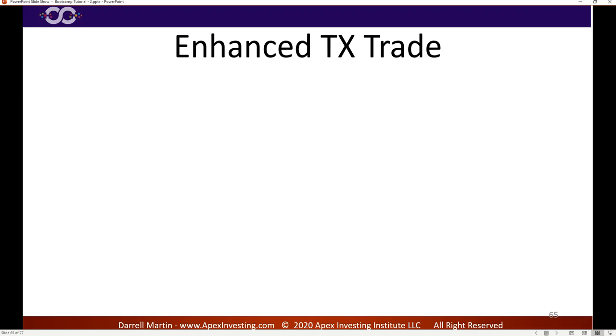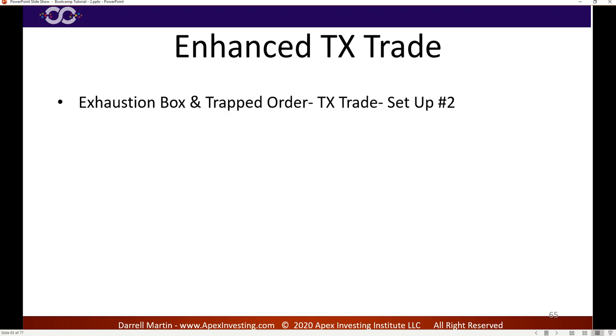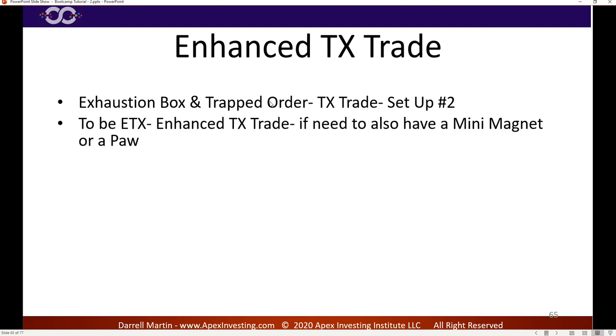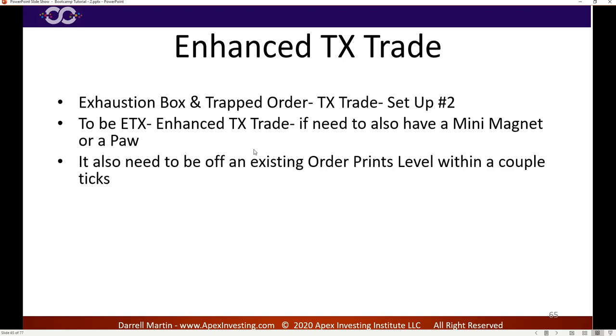So I know we were supposed to go over the enhanced TX trade today, but do we even need to? I mean, let's look at two of them real quick. It's an exhaustion box and a trapped order. Okay, but it also needs to have a mini magnet or a paw, and it needs to come off an existing order prints level within a couple of ticks. Okay? It probably all makes more sense now.